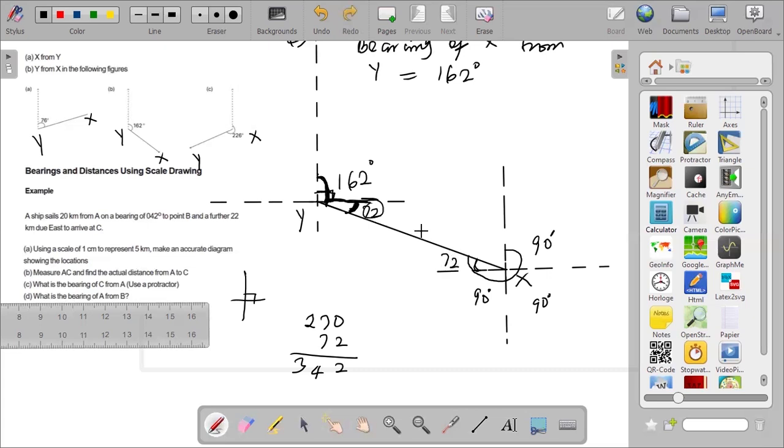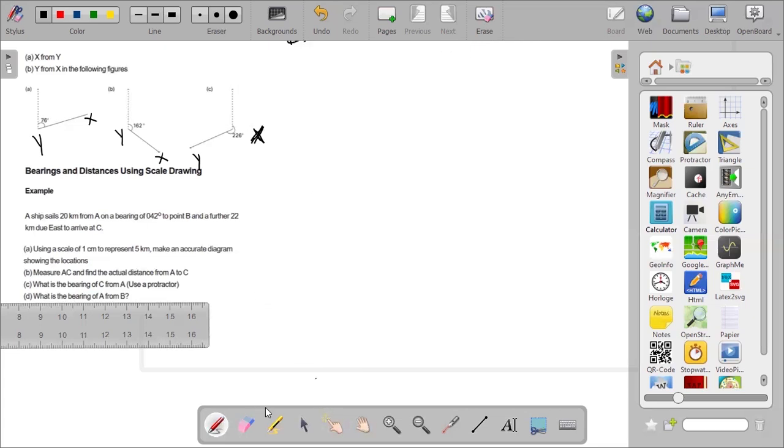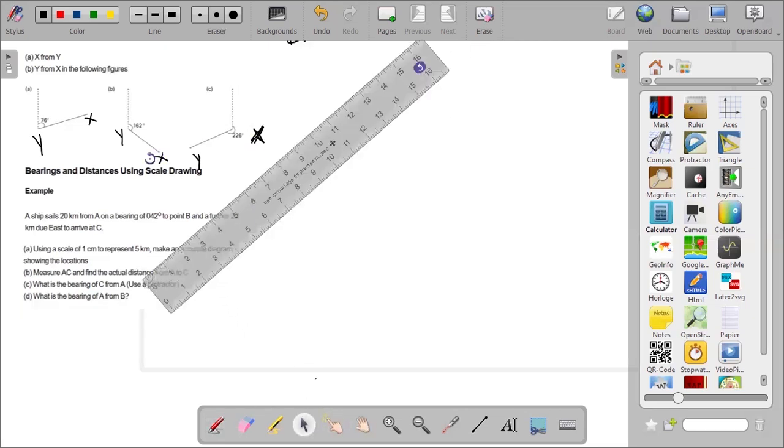Therefore, to get the bearing of y from x, you draw a line from the North Pole until you get to this line. Then add all the angles, 90, 90, 90 plus 72, which gives the bearing of y from x. Then the last one, let's draw that again with that cardinal point.